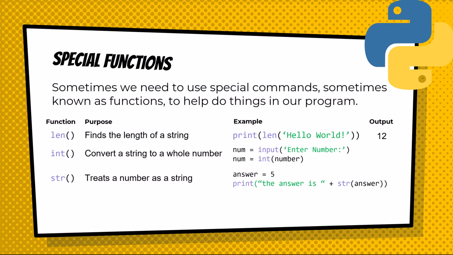So for example, if we've got the variable answer and it's got a numeric value of 5, but we want to include that in a string, then we can do that by outputting the string "the answer is", and then adding the value of our answer variable, but using the str function to ensure that it gets treated as a string. It's just going to join that into the rest of my string, and the output it's going to give me is "the answer is 5", with 5 as the number, because that's the value of our answer variable.